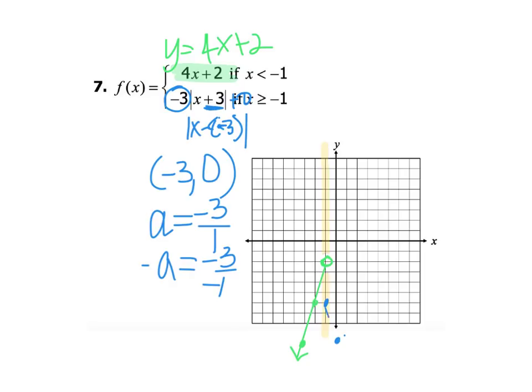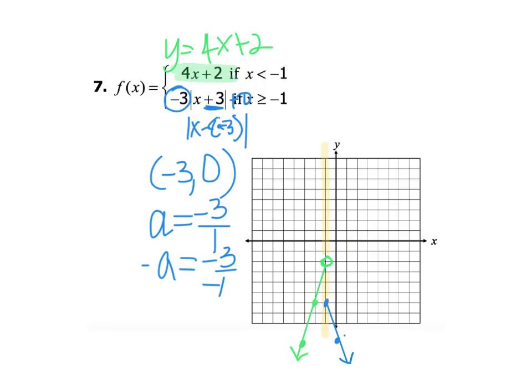All right, so we want our graph on this side. Let's see if I can move that. There we go. And then, oh, that didn't work. All right, and then make sure our arrow is showing it's going on forever in that direction. And there you go. All right, so now you graphed the right side of the piecewise function.